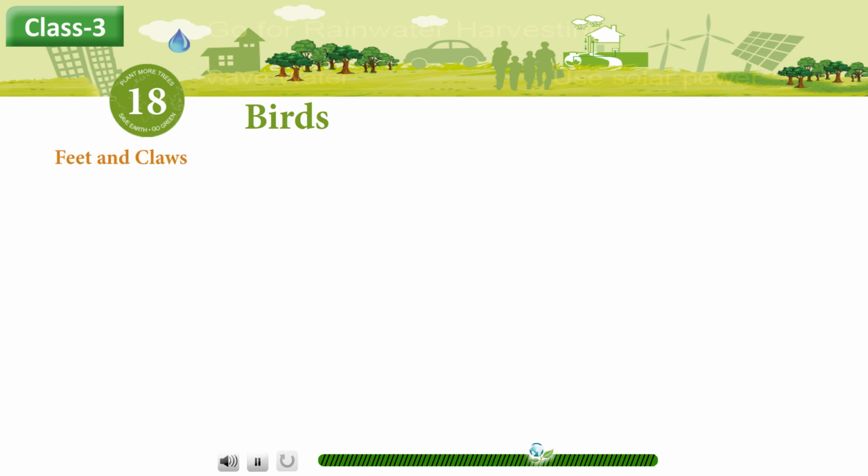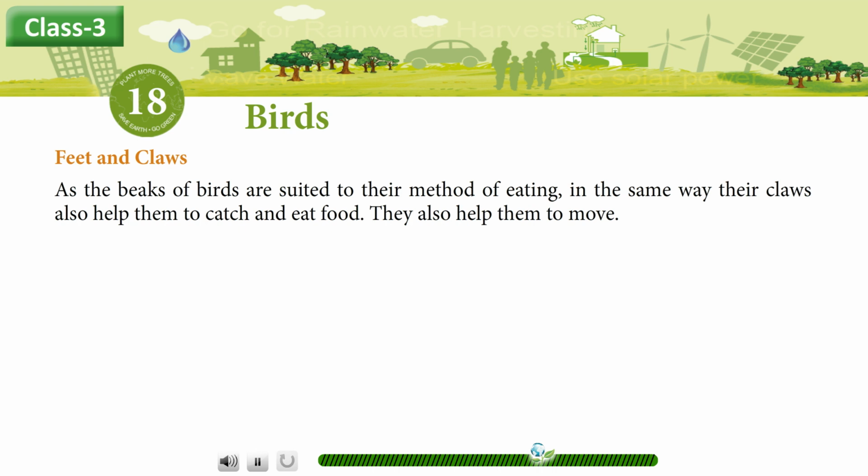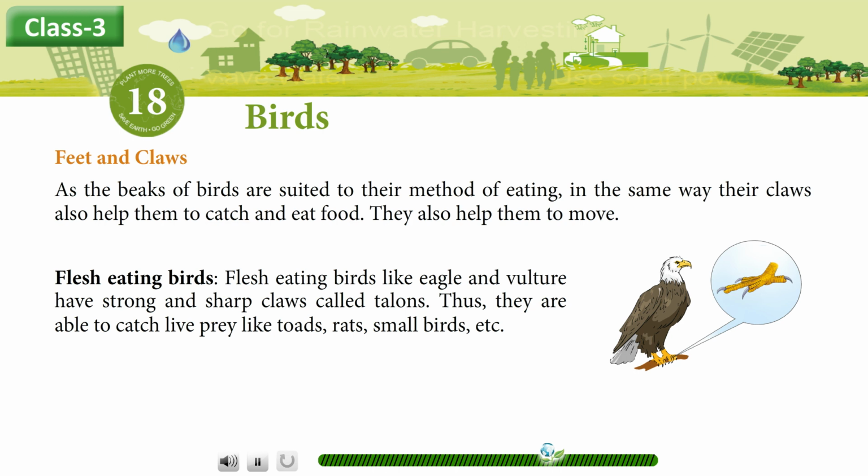Feet and claws. As the beaks of birds are suited to their method of eating, in the same way, their claws also help them to catch and eat food. They also help them to move. Flesh-eating birds. Flesh-eating birds like eagle and vulture have strong and sharp claws called talons. Thus, they are able to catch live prey like toads, rats, small birds, etc.